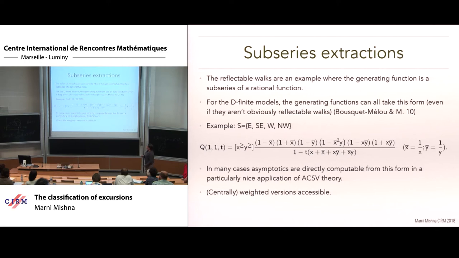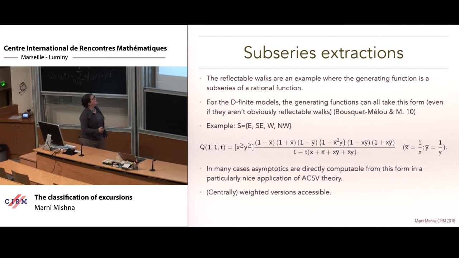So doing that extraction is difficult. So what if we do something else instead? What if we're just interested in the asymptotics? So what if I just want to know an asymptotic formula for the number of walks, for example, that end anywhere? Can I get it from this?